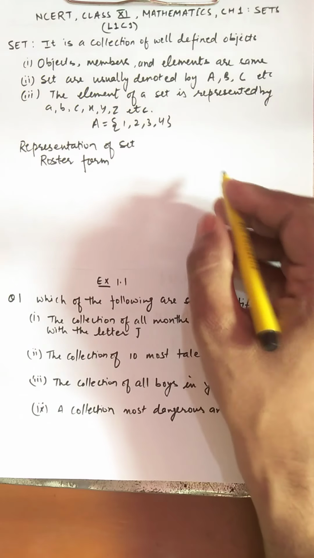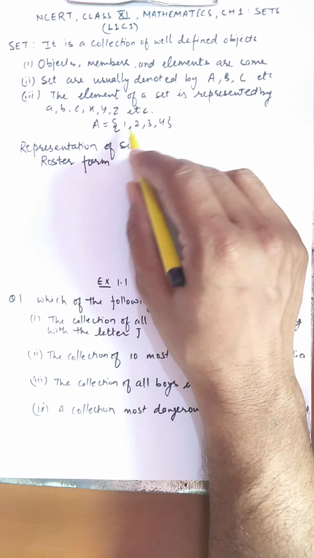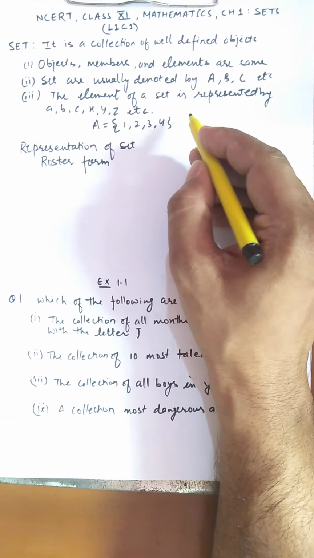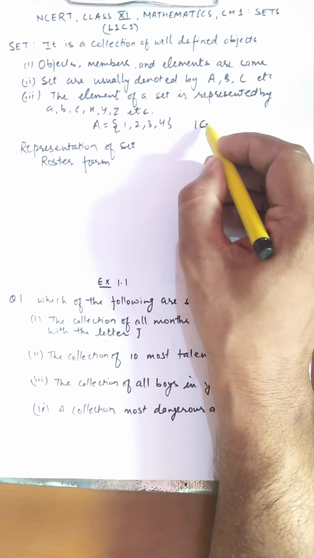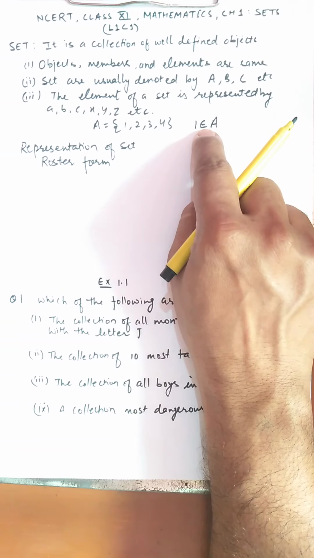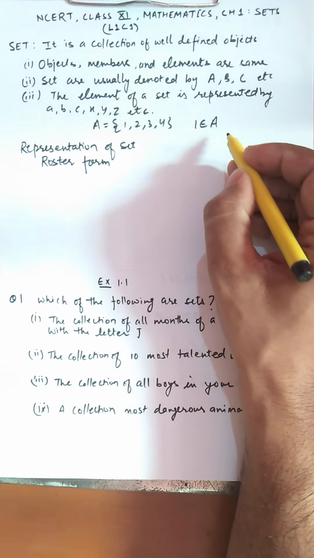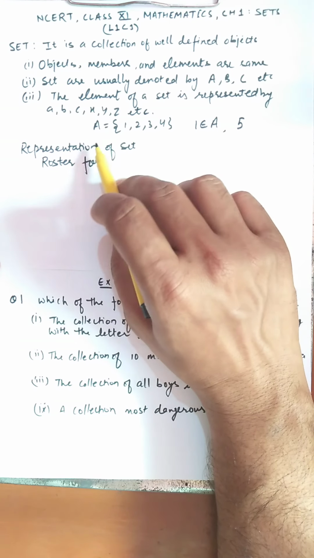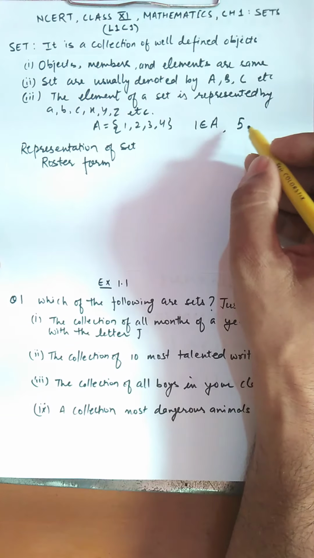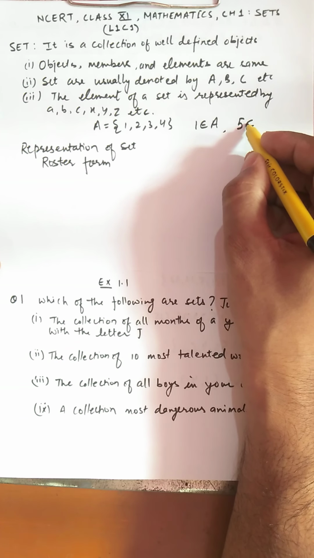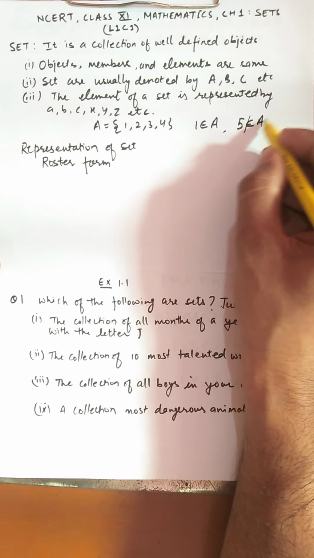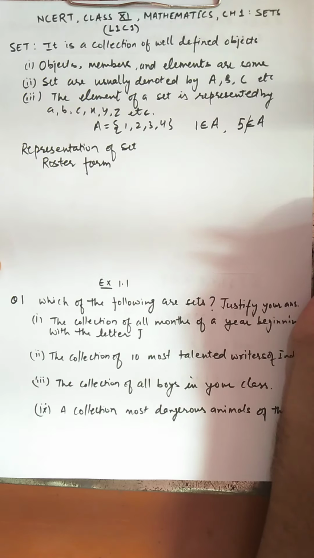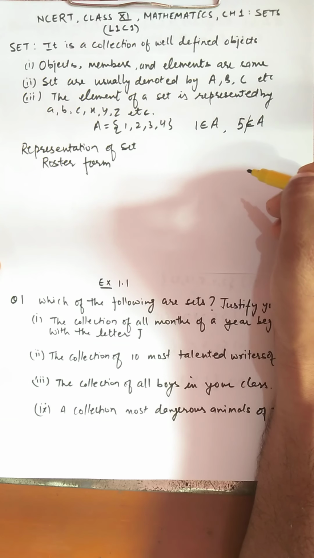Sometimes we get a question: how can we say that 1 belongs to A? You can say that 1 is a part of A, but in mathematical terms we write 1 belongs to A. This symbol means belongs to A. If I ask whether 5 is there in this set or not, your answer will be no. So you will say 5 does not belong to A. This symbol is for belongs to A, and this symbol is for does not belong to A. You make the belongs symbol and then cross it like this.